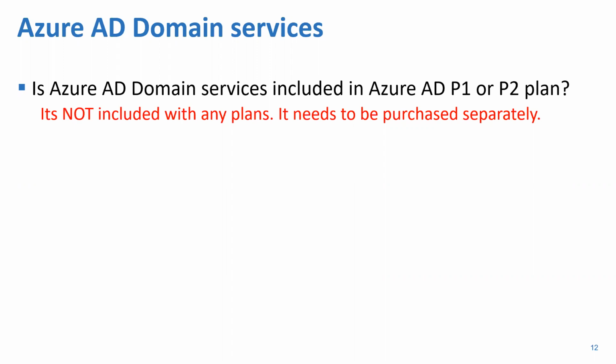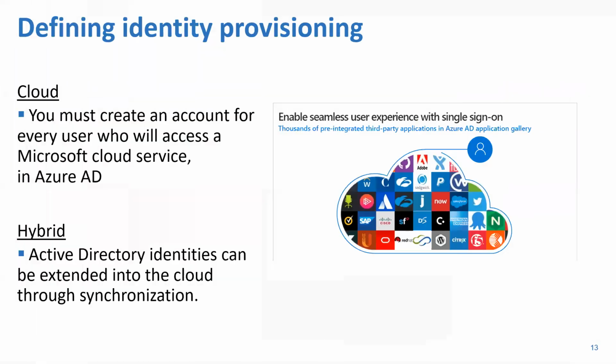So that's about Azure AD and why we require identity security. Now let's look at how you provision an identity. How do you create a user account? There are two ways to create a user account in Azure AD. One is a cloud-only user, which means, let's say you have a company named Contoso, which is a very small company, a 10-user company.